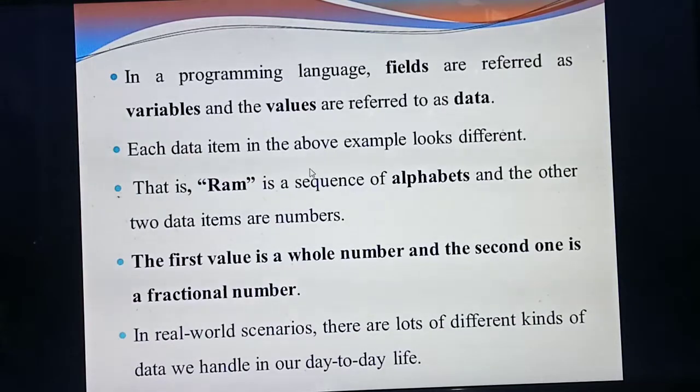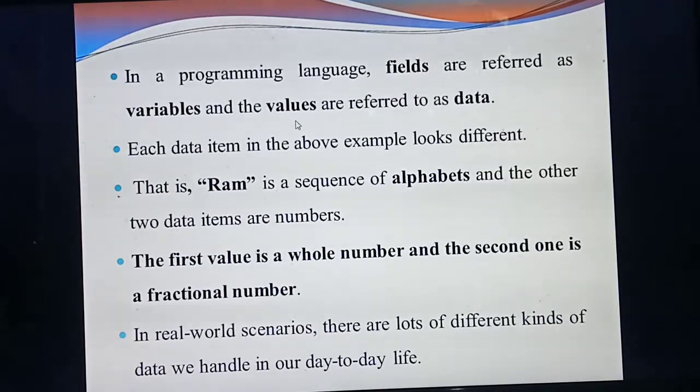Yes. Listen carefully. In the programming language, the other name of field is variables. So in the programming language we call the field a variable. Important, one more question: the fields are referred to as variables and the values are defined as data. In the previous example, name, age and average mark are fields. Simply we can say that these three things are variables. Normally in a programming language we call them variables, not fields. So what's the other name for field? Variables. And the values.